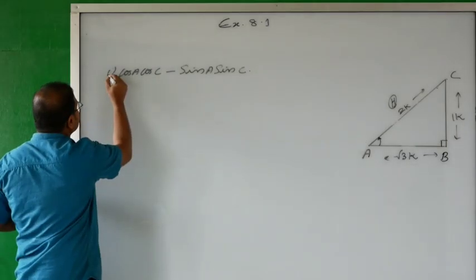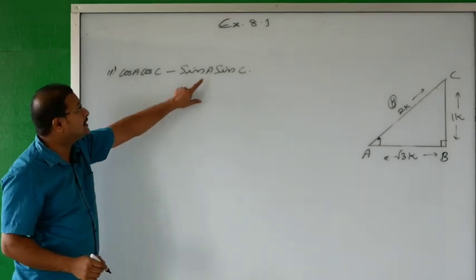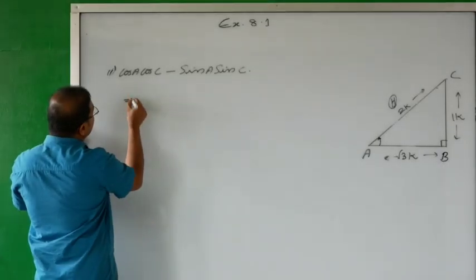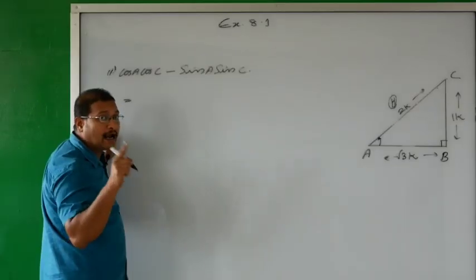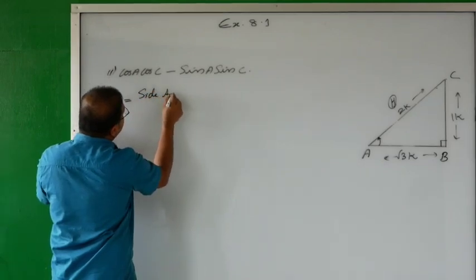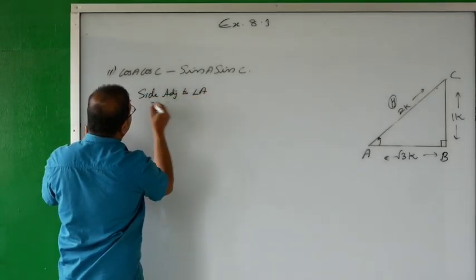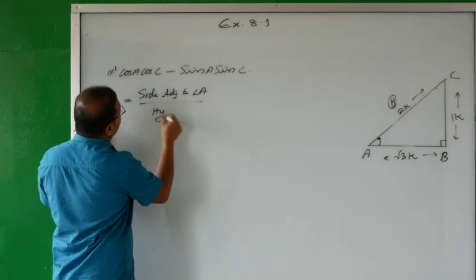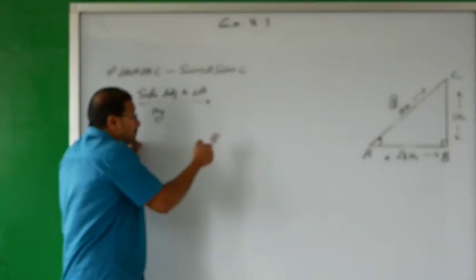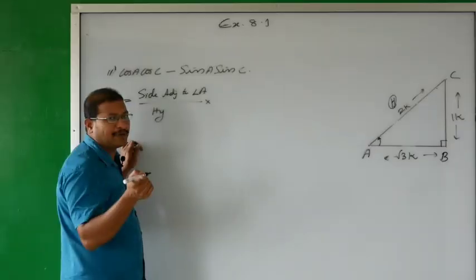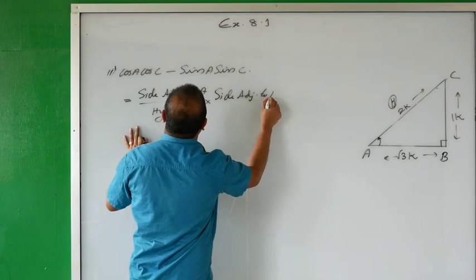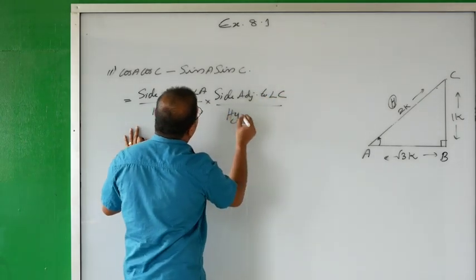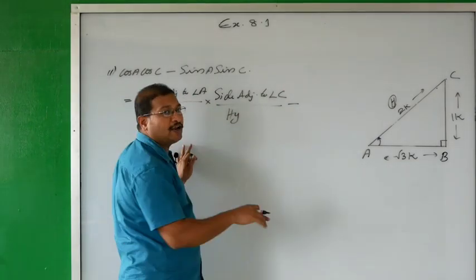Ready? Let's see the second part. Cos A cos C minus sin A sin C equals. Cos means base by hypotenuse. Base means side adjacent to angle A divided by hypotenuse into cos C. Cos C means base by hypotenuse, base means side adjacent to angle C divided by hypotenuse minus sin A. Sin means perpendicular by hypotenuse.